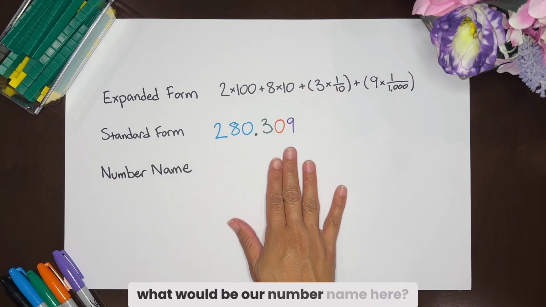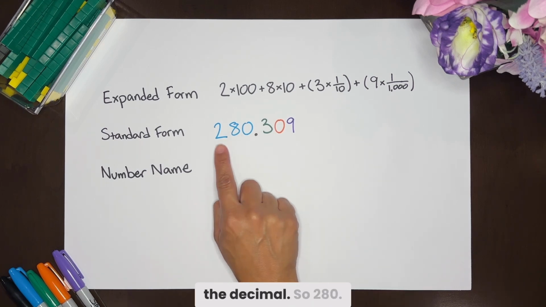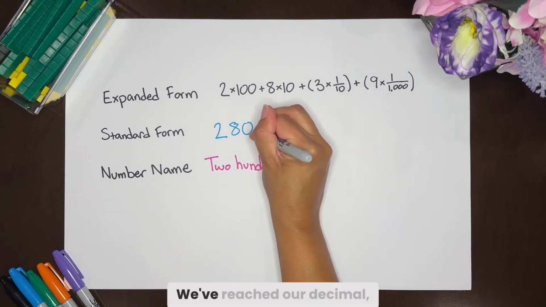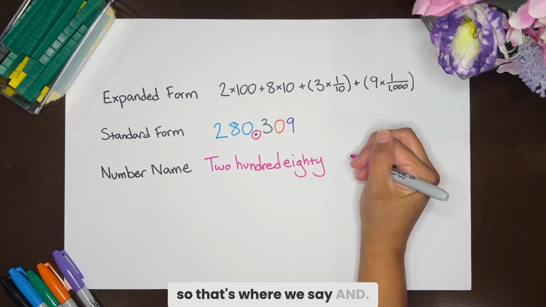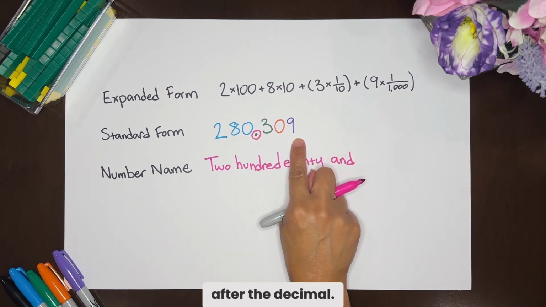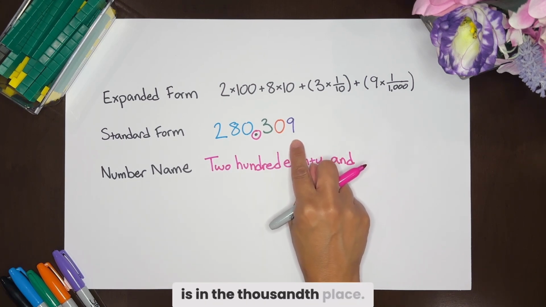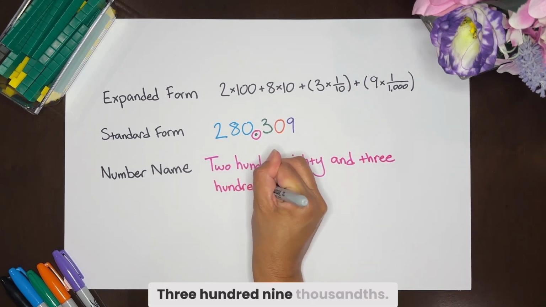And what would be our number name here? Well, we start with everything that's before the decimal. So 280, we've reached our decimal, so that's where we say and then we look at everything after the decimal. 309, and this is in the thousandth place. 309 thousandths.